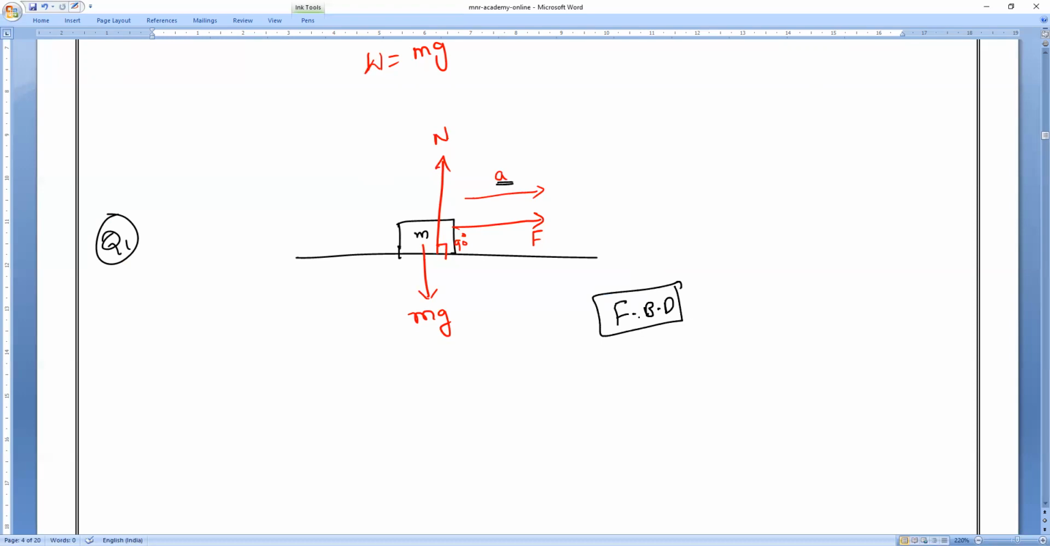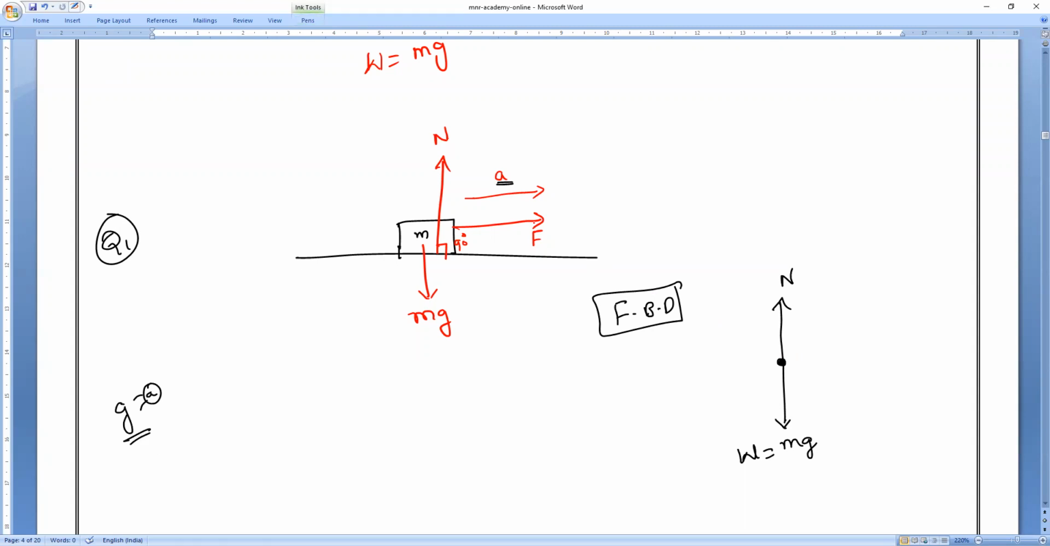FBD means free body diagram. So consider this entire mass as a point object. Now one upward force is acting, which we call the normal force. One downward force is acting, which is the weight, W equals mg. Here mg is mass into g. Am I right or not? Here a means the acceleration of the body, and g means acceleration due to gravity. That is what you should understand.